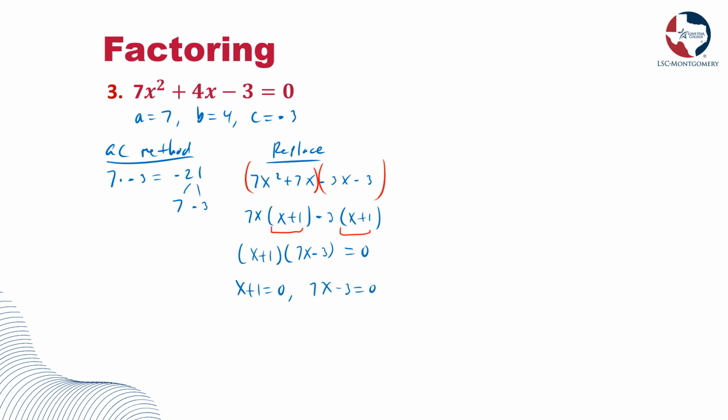So solving for x gives us x equals negative 1. And then 7x minus 3 equals 0. We add 3, and then we divide by 7. So x is equal to 3 over 7. So those are our solutions to the quadratic equation using the AC method.